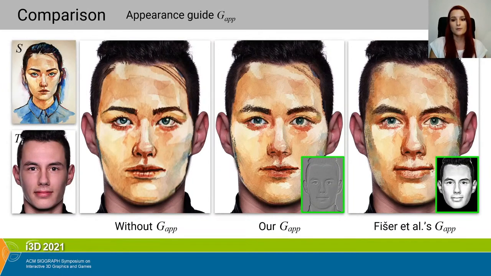To test the quality of our approximation of appearance guide, we plug the complex appearance guide of Fišer et al. into our pipeline. The result is on the right. We also generated the result with no appearance guide, which is shown on the left. The middle result with our appearance guide is significantly better than the left result and reaches the quality of the right result.